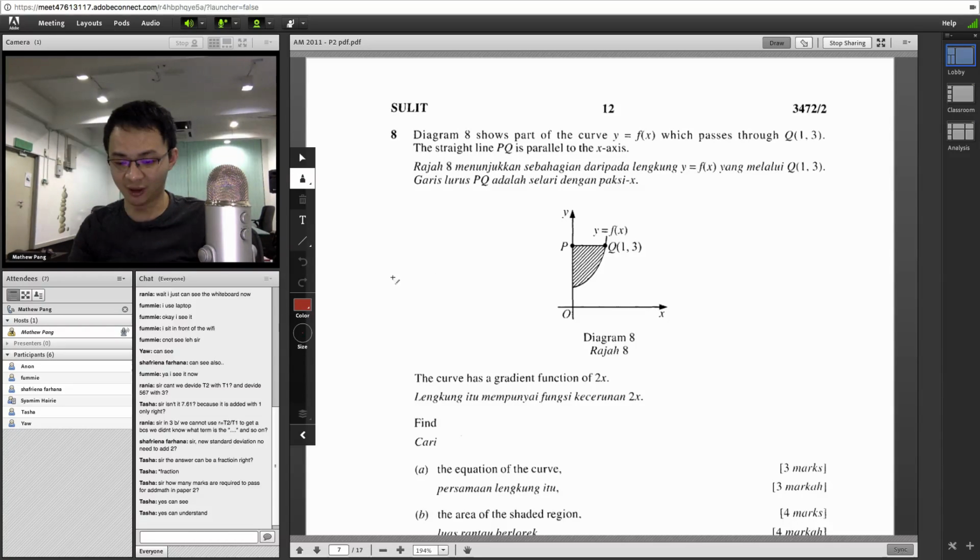Why is all my ink gone? Did I press something wrong?